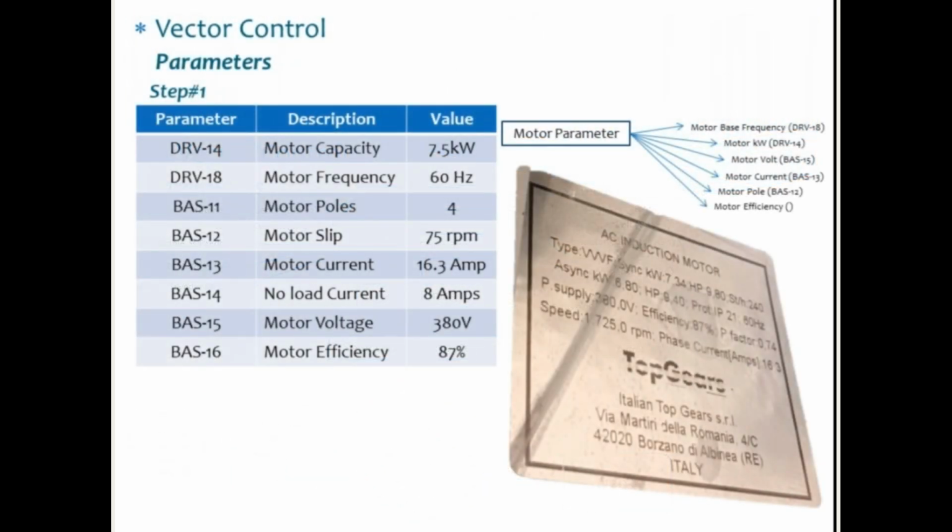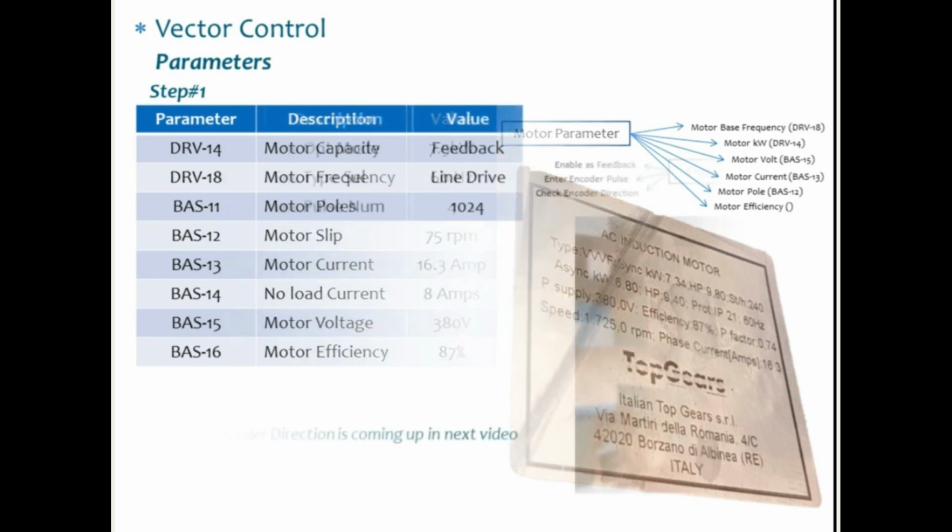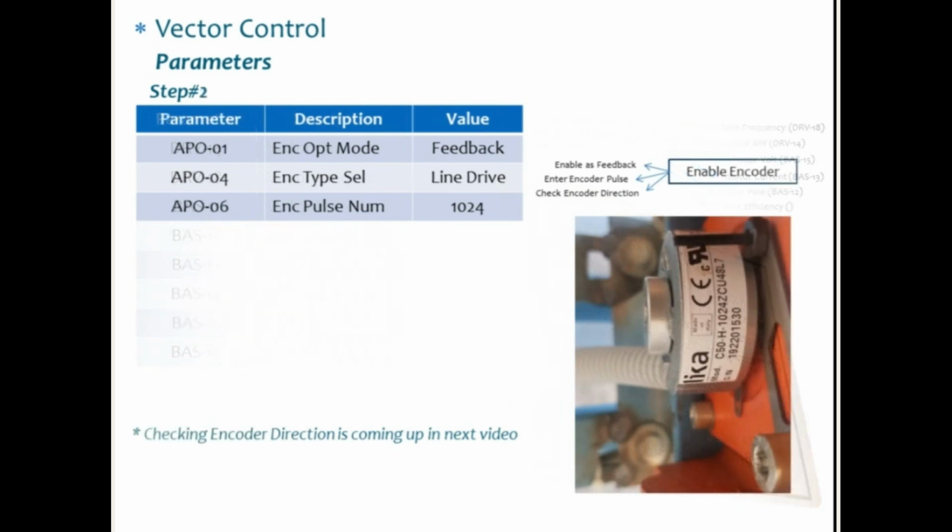Here I am sharing parameters which I loaded in the drive for the demo. In step 1, I took the data of the motor and loaded it. Second step is encoder setting. So I have enabled the encoder as feedback and selected its type and programmed the pulse, which in my case is 1024. After the encoder is enabled, we need to check the direction. I will demonstrate that in the next video.